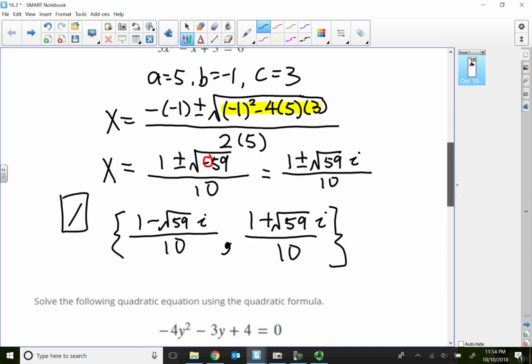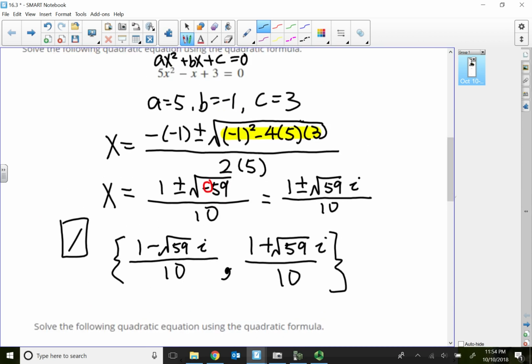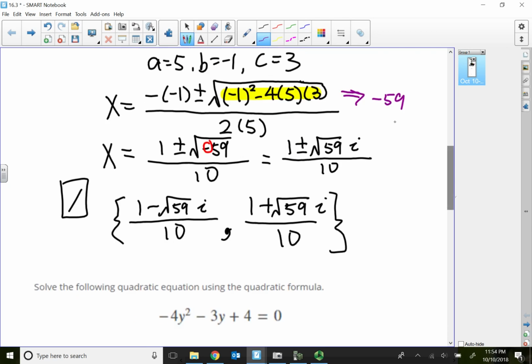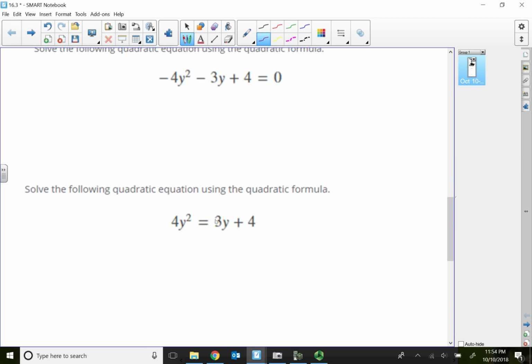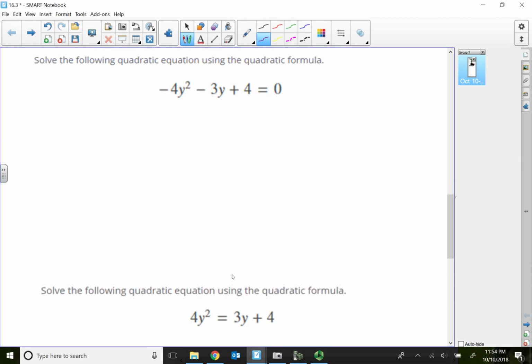And I'm going to purposely write this out. Okay, so what I highlighted here turned out to be negative 59. I will come back and visit these numbers I wrote here on the side in just a bit. All right, this one. Okay, quadratic formula.